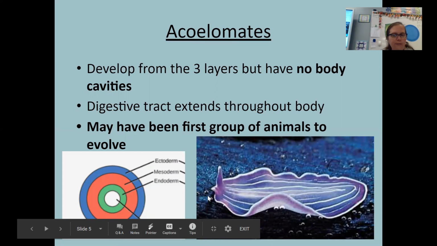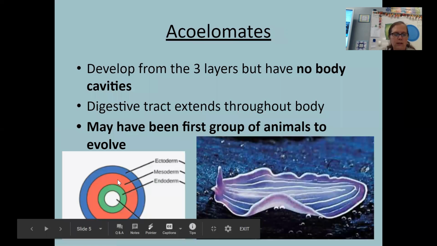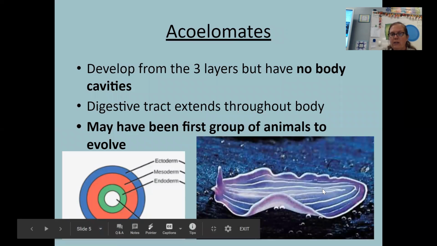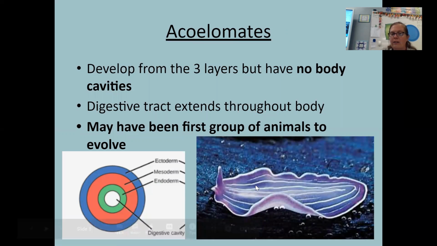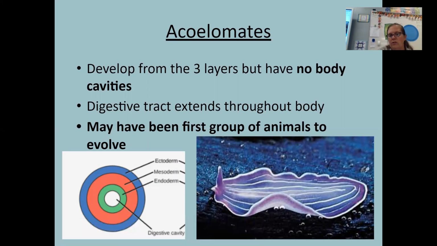We're on to slide 5 here. So slide 5, the acoelomates at the top. Hopefully you've labeled the left picture on slide 4 and talked about the flatworms. Acoelomates, they have the 3 layers, but no body cavity. So they have a digestive tract that extends throughout the body, but there's not a cavity in which that tract sits. They may have been the first group of animals to evolve, but we are still trying to resolve that.